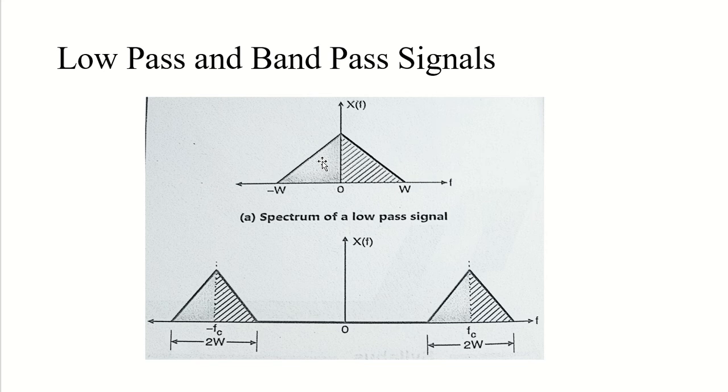What is a general example of a low pass signal? A video signal which has a frequency spectrum from 0 to 5 megahertz is normally the example of a low pass signal. Now what is a band pass signal?